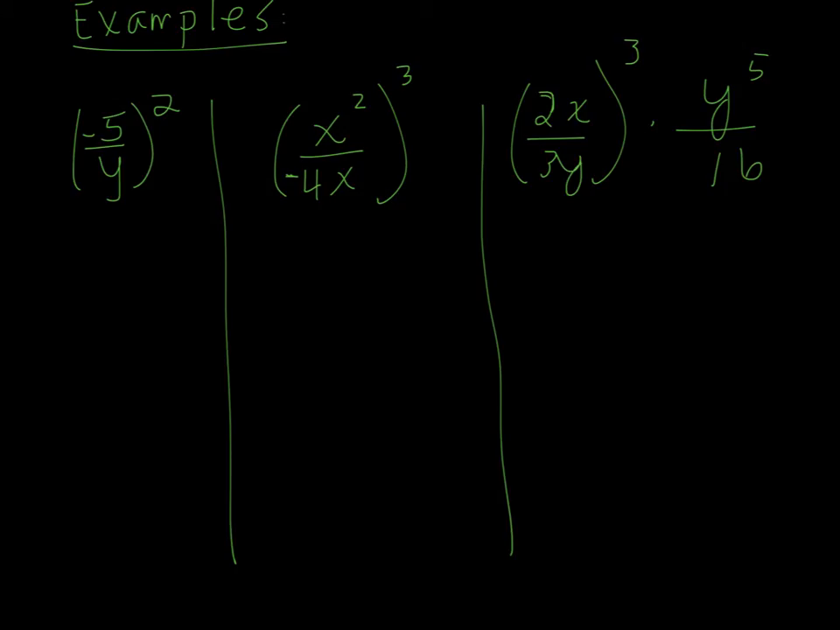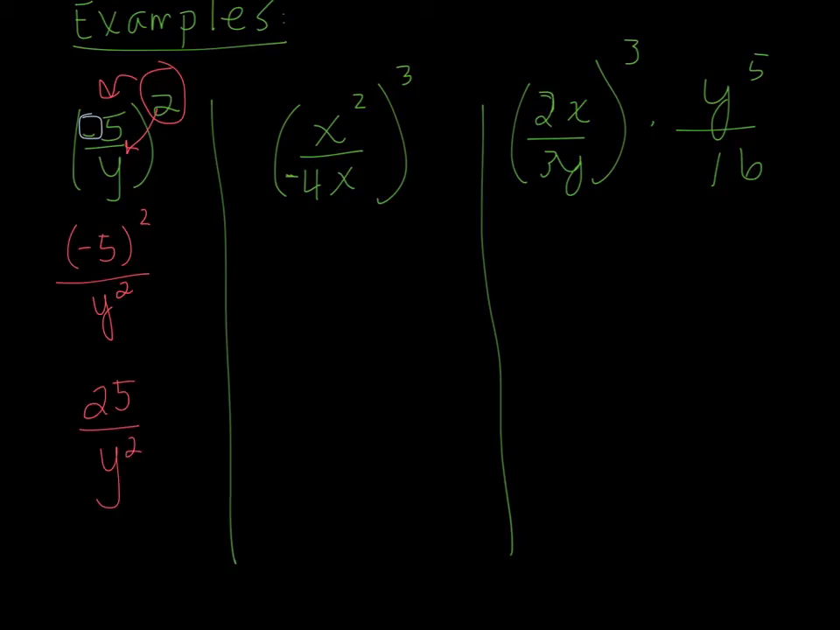Alrighty guys, let's finish up with a couple examples. So the first one, negative 5 over y squared. I want to give the power of 2 to both things inside the parentheses. Notice where the negative is. The negative is inside the parentheses, giving me negative 5 all squared. Really important where they put the negative. Over y squared. Negative 5 squared is positive 25 over y squared.